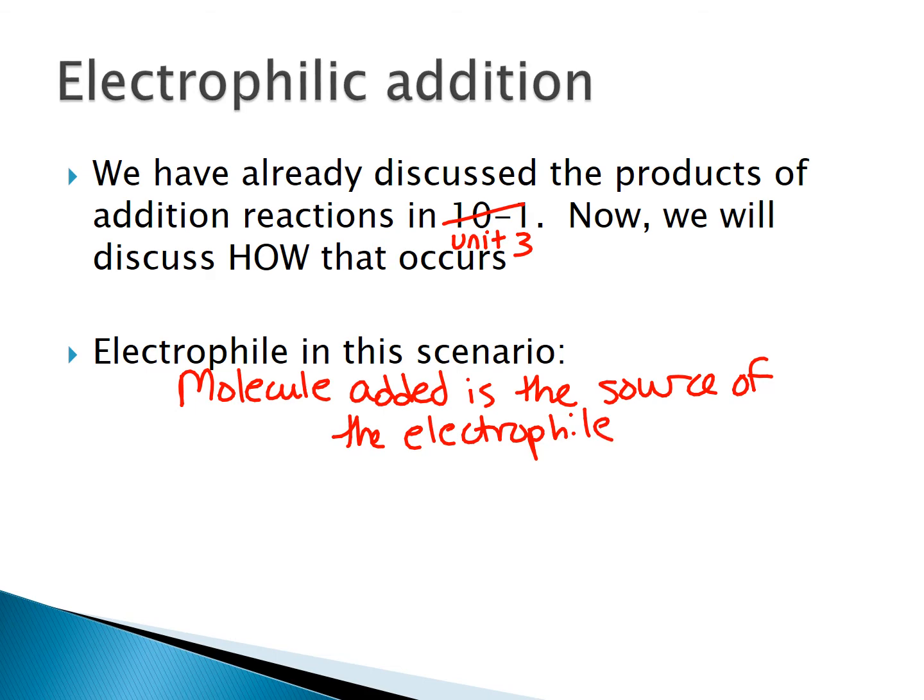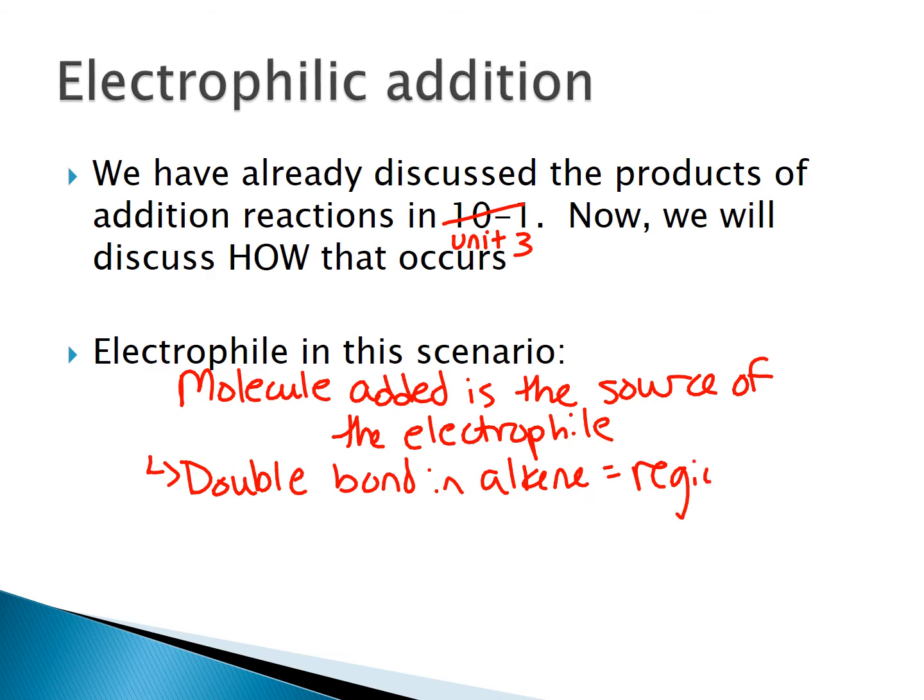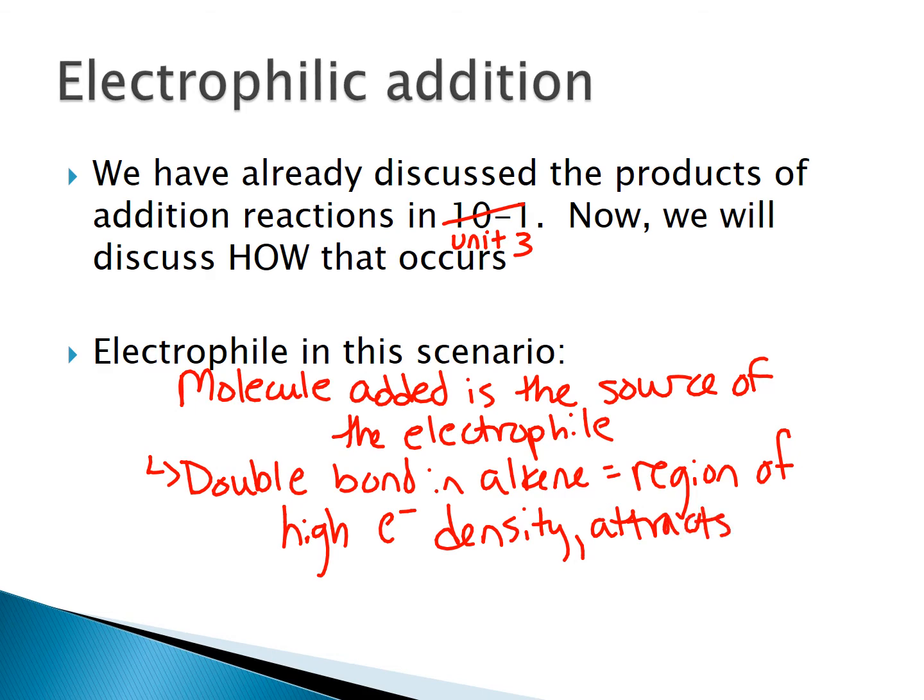Now remember, in these addition reactions we're adding to an alkene. So the double bond in the alkene is basically a region of high electron density. And that is what attracts the electrophile, because the electrophile likes electrons, hence the name, electrophile. All right, so let's take a look, and we're going to look at a simple example first and then one that's a little bit more complicated.